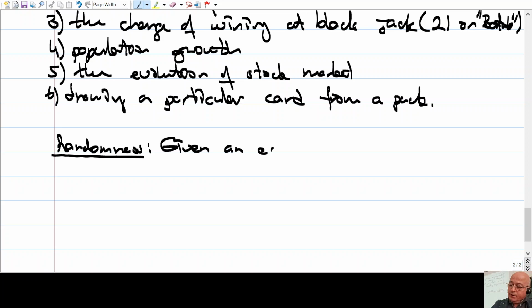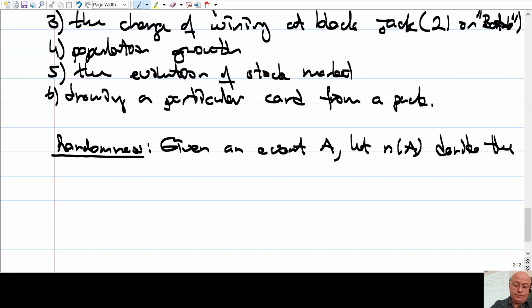Given an event, let's say A, let N_A denote the number of occurrences of A in N trials.